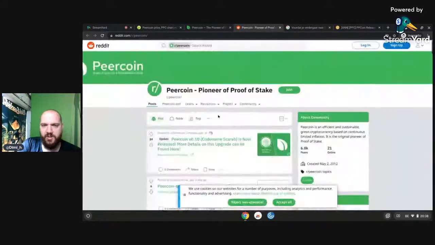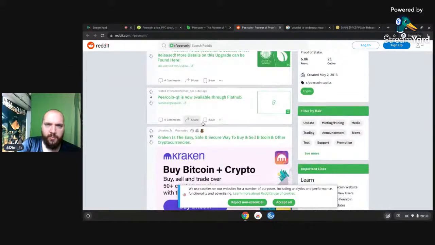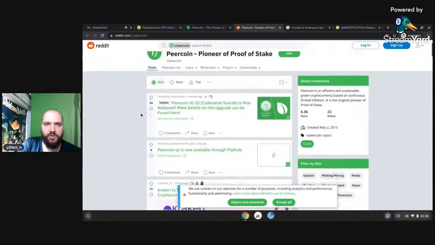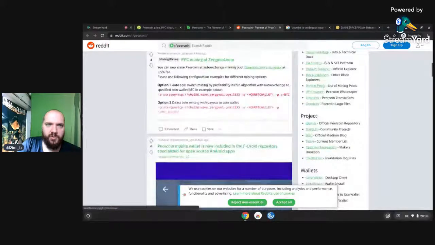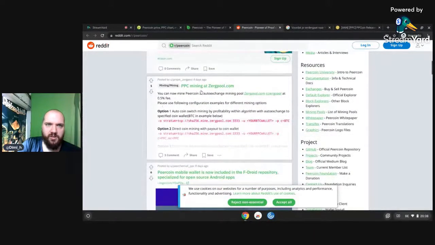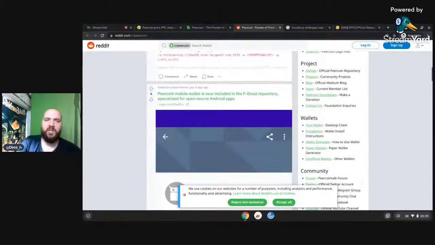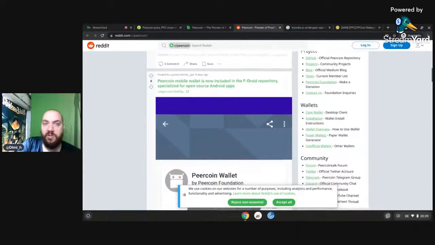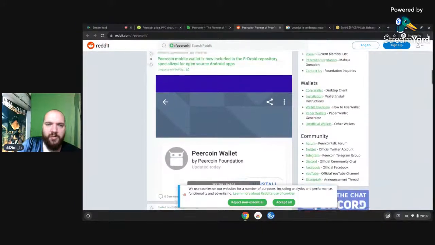Reddit, let's hope this one's better. Available through FlatHub, so there's active marketing movement going on. That's Kraken, that's promoted, so it doesn't really pertain. Mine Peercoin at Auto Exchange mining pool. So mining pools enable Peercoin still. That's actually some good news. Means things are moving.